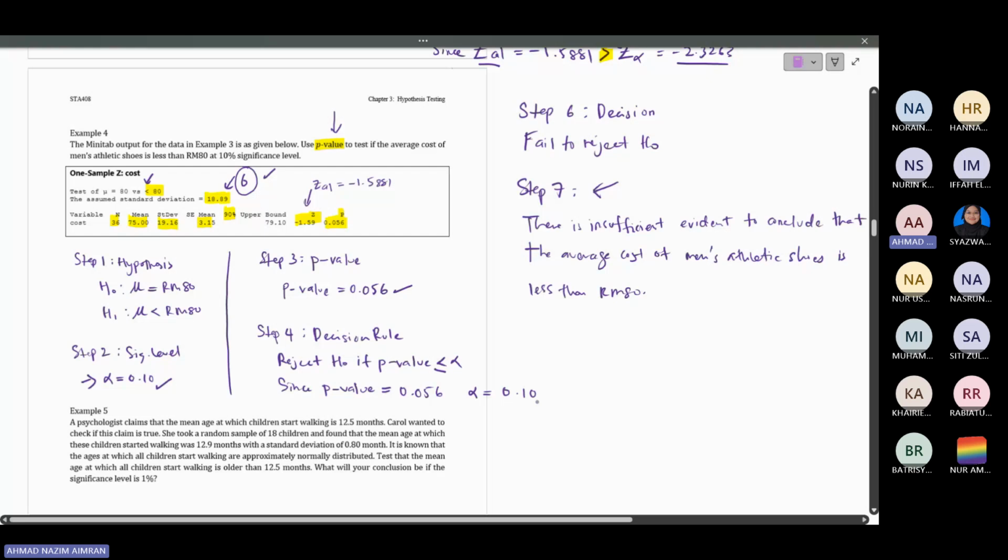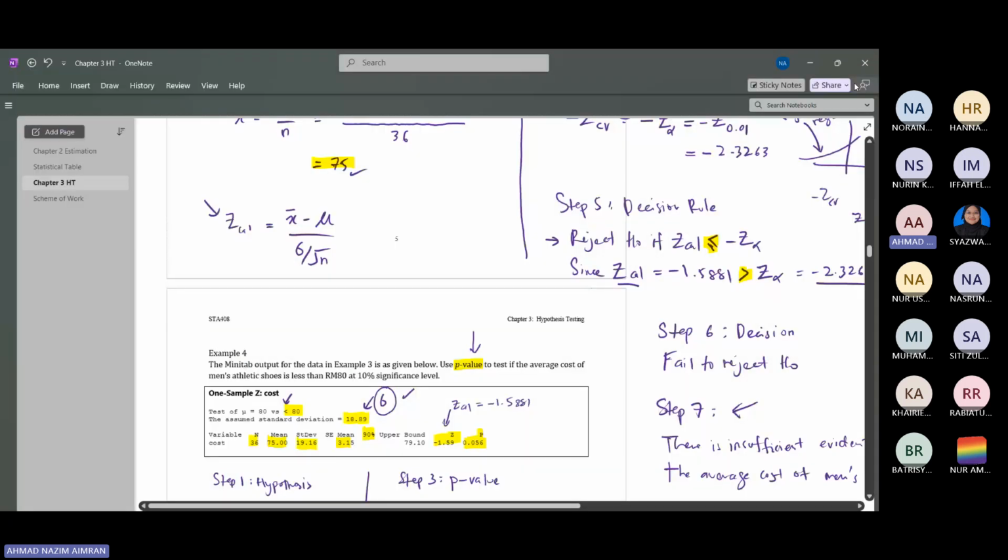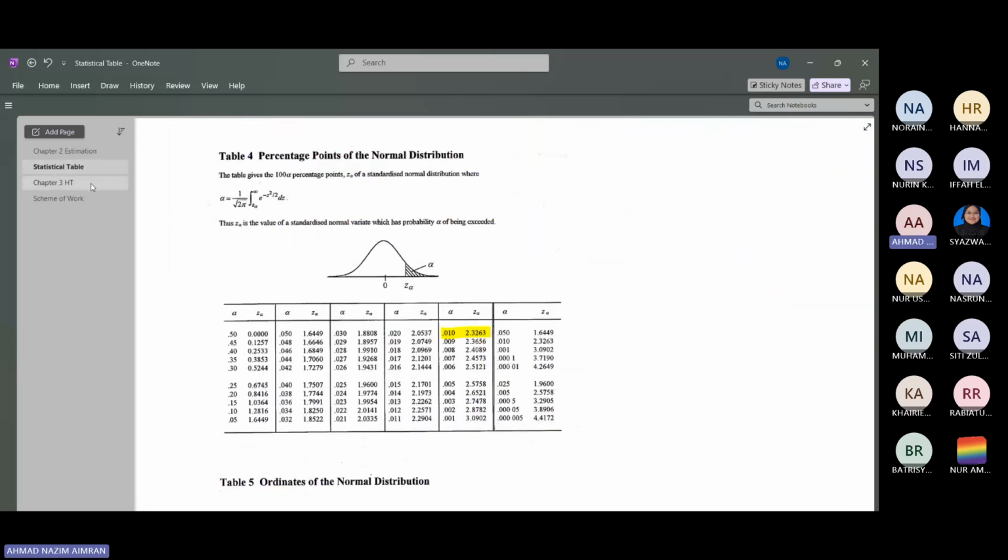Oh, sorry. Let's check the previous example. Alpha here is 0.01. I think, sorry, 0.1. Okay, my mistake. I'm so sorry.